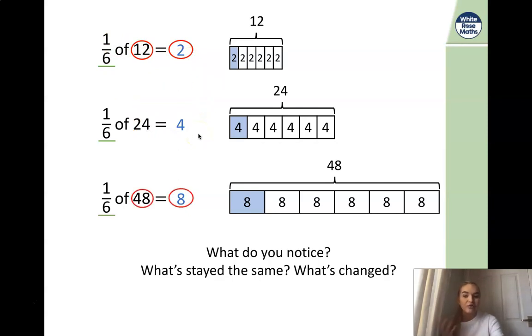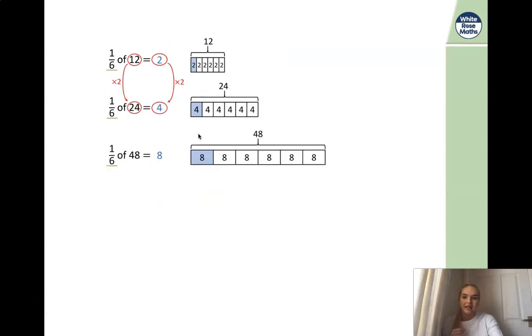Similarly here, with 48 and 8. We know to get from 12 to 48, we can multiply it by 4. So 2 multiplied by 4 gives us 8.